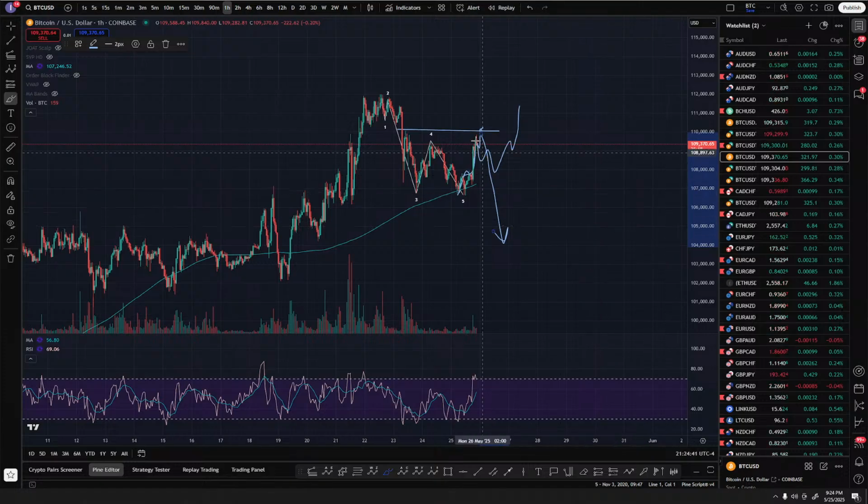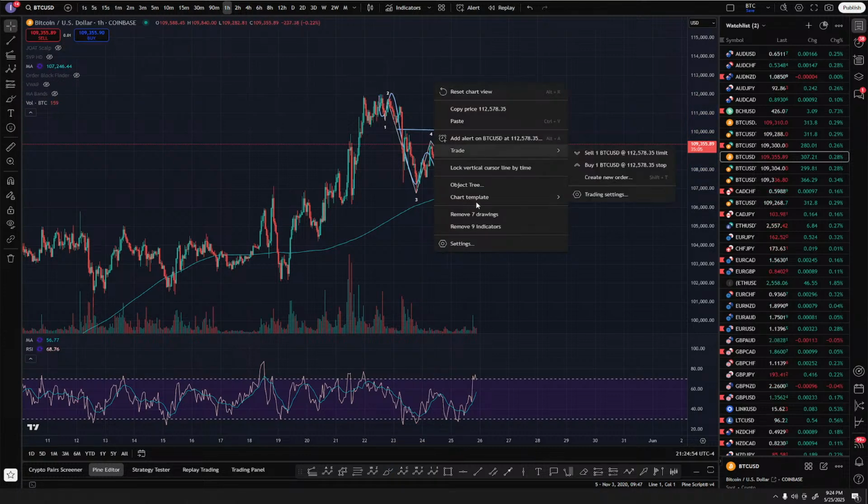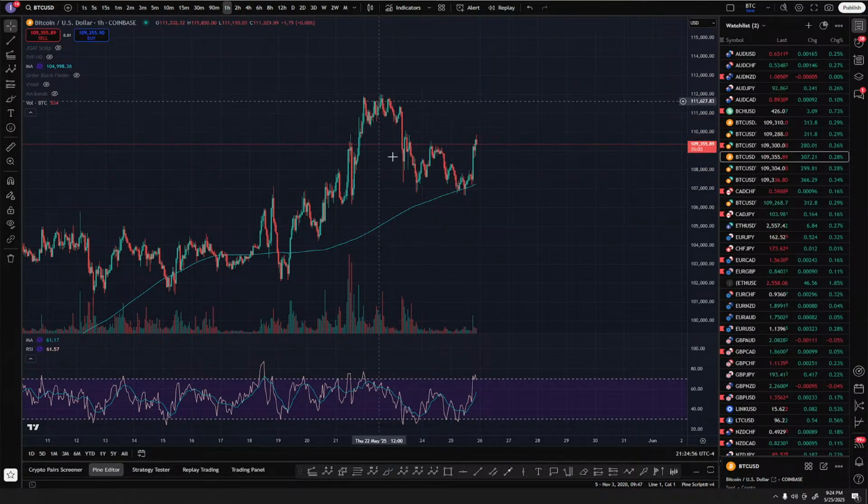Okay. So the question is, if this is a top, is that a nice 1, 2, 3, 4, 5? It could be. It's not out of the realm of possibility. So that's one way to interpret that wave structure as 5 waves to the downside.